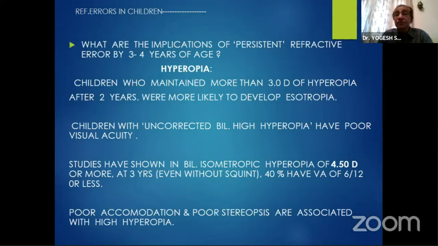So I've seen many parents bringing their children who have gone to at least half a dozen ophthalmologists, who come at 5 years or 6 years, and their vision is not improving.